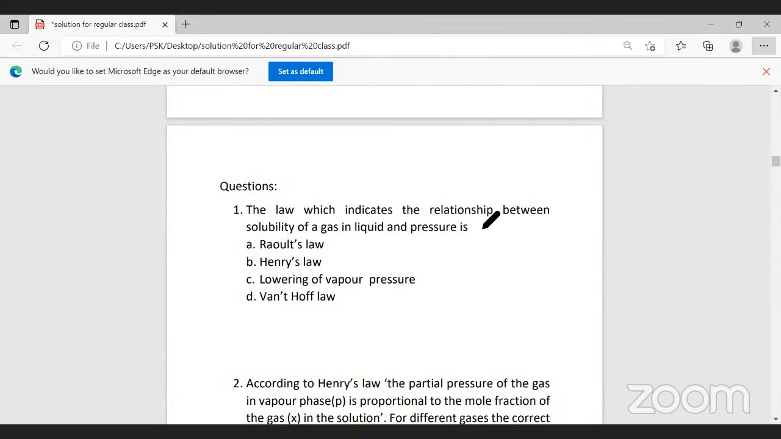The law which indicates the relationship between solubility of a gas in liquid and pressure is directly proportional to mole fraction. Which law? Just now we learned. What is that law called? Henry's law. That's called what law? Henry's law. It's a direct question. All right. The second question.